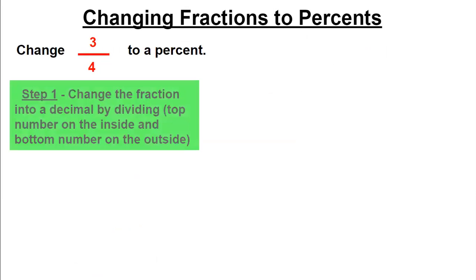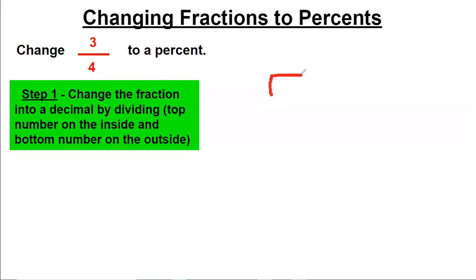Okay, welcome back. Hopefully you did that part. Let's continue. Let's change fractions to percents. How do we do that? It's a little bit more complicated than the moving of the decimal, but let's see. So we're going to change 3/4 to a percent. So step 1, we're going to change the fraction into a decimal by dividing the top number on the inside and the bottom number on the outside. You should be pretty good at this by now, right?